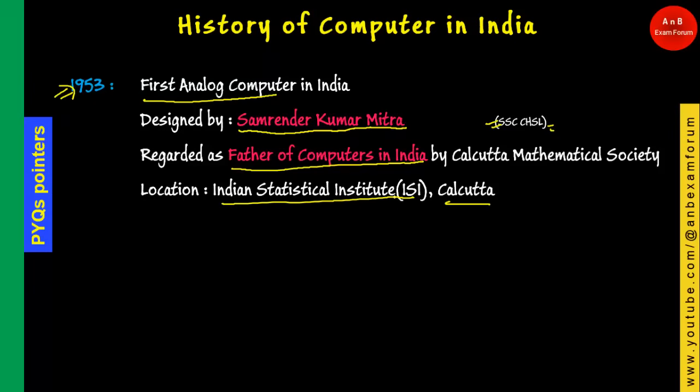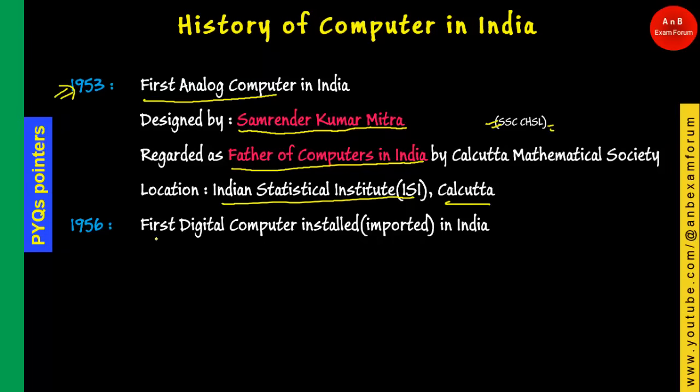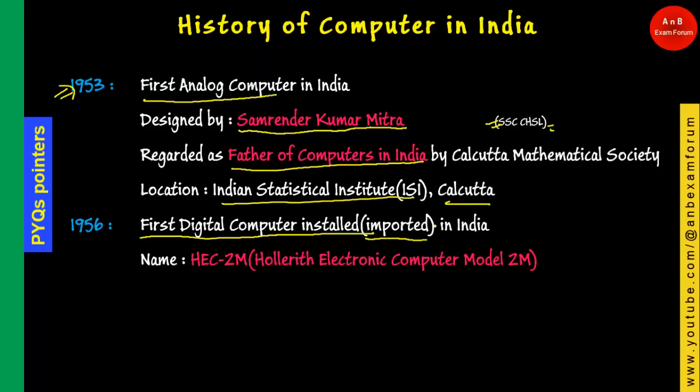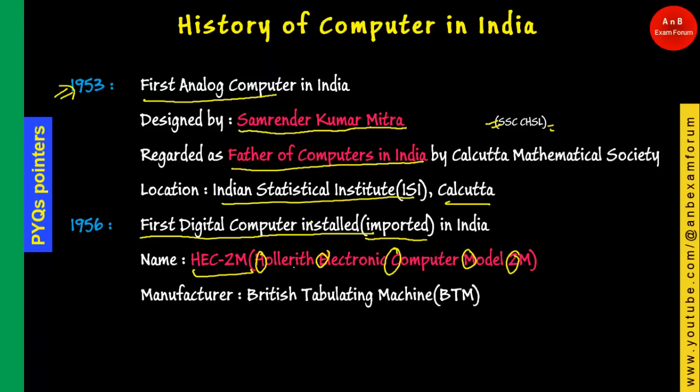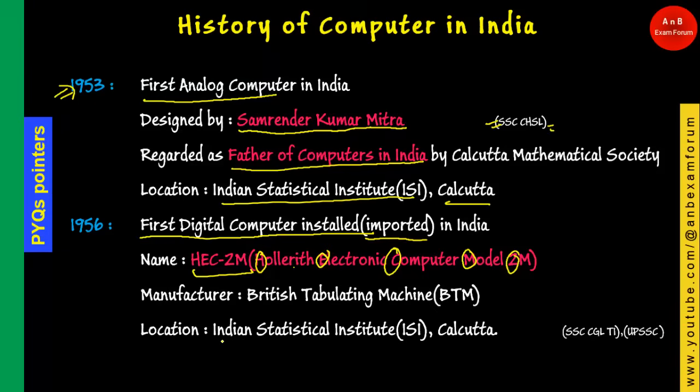The next, after 2 years, we have our first digital computer installed. Basically, that digital computer was imported by India. What is the name of the computer? It is HEC-2M. What is HEC? Hollerith Electronic Computer Model 2M. So HEC-2M is the first computer which was installed. It was again installed at the Indian Statistical Institute, Calcutta, and this pointer was asked in SSC CGL Tier 1.